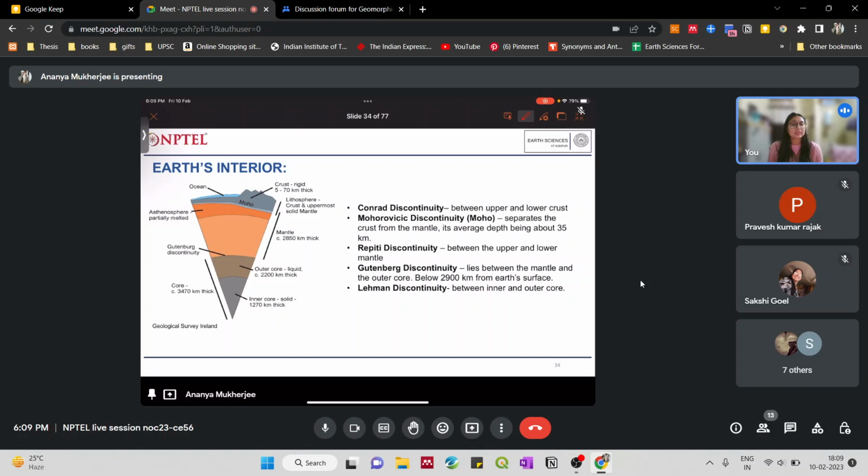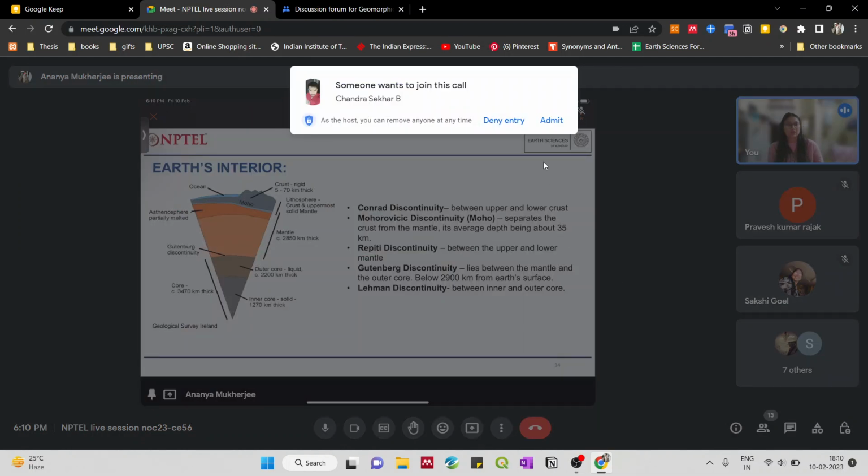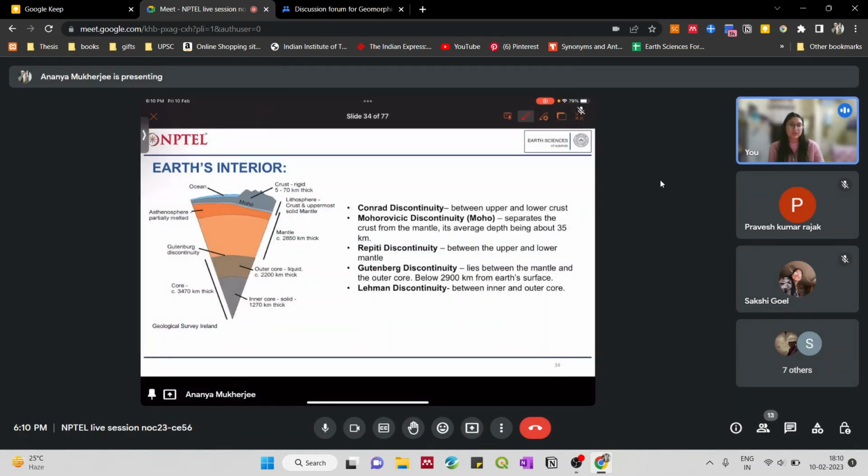Then you have the Mohorovičić discontinuity, or in short we call it MOHO, which separates the crust from the mantle. This is one of the main discontinuities when we consider most of the mechanisms or the processes that we deal with while we are considering the continental building and the destruction of the different plates.